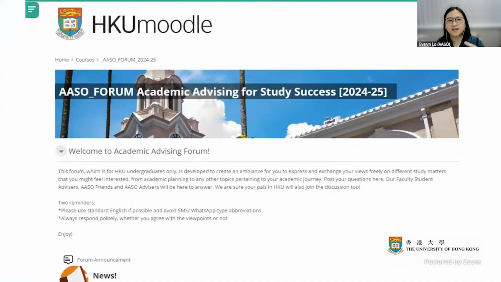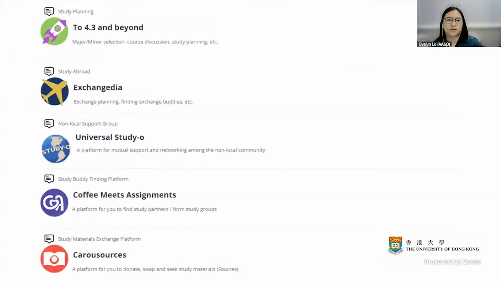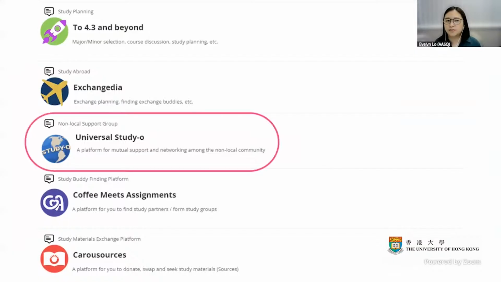So it's an HKU UG student exclusive forum where you could talk about things in HKU, about study planning, going abroad. We have a special forum for non-local students. It's a non-local student support group. So you could ask for information that's specifically for non-local students, ask for mutual support, networking opportunities. You might also find a student from the same country and so on.